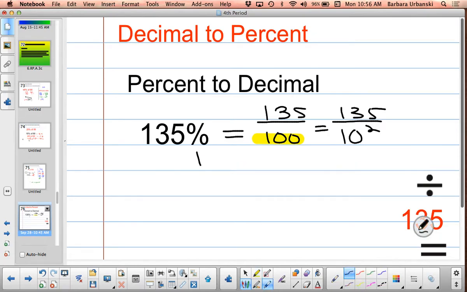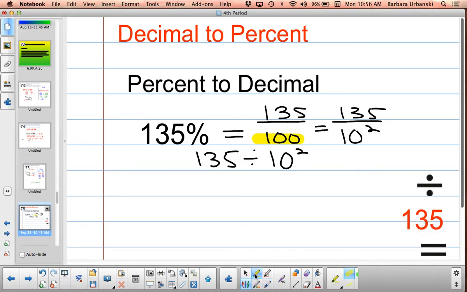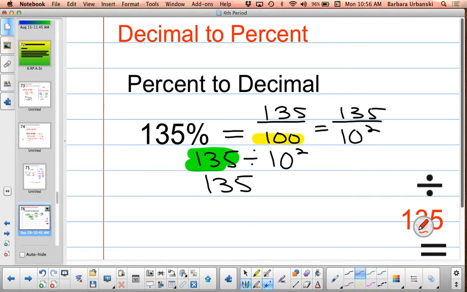So if we have 135 and I'm dividing it by 10 to the second power, I would have to take a look at my number, 135, and if I'm dividing it by 100, is it getting bigger or smaller? Well, the answer is it's going to be getting smaller. And so if I have my number 135, the decimal would be after the 5. But if it's going to be getting smaller by 2 place values, we would be moving our decimal 2 places to the left. So 135% would be equal to 1.35.